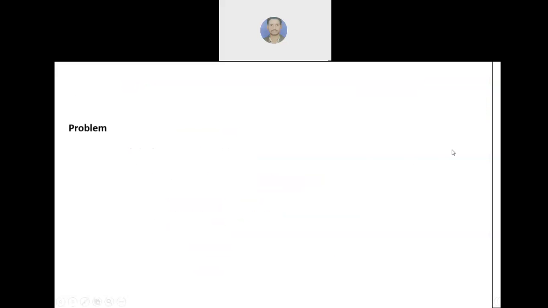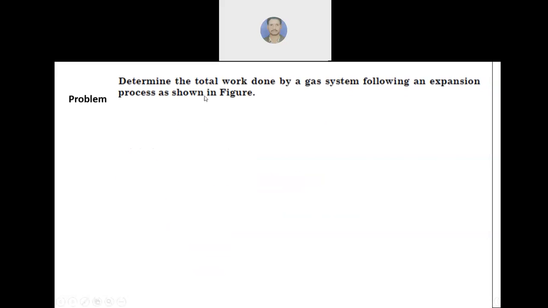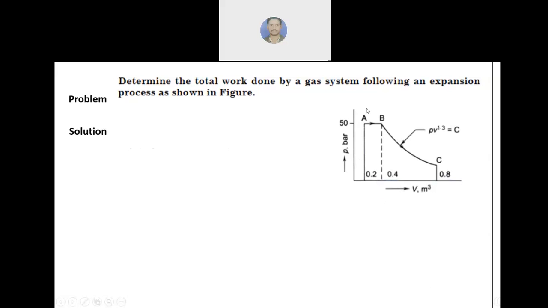Next case: determine the work done by a gas system. The given system is a gas following an expansion process as shown in the figure. This figure is given in the question, and you have to find the work done for this case.